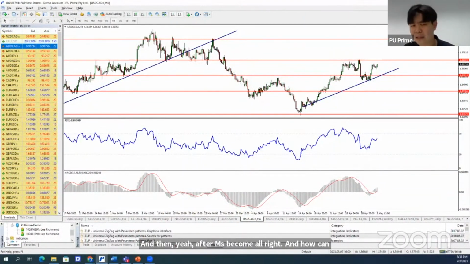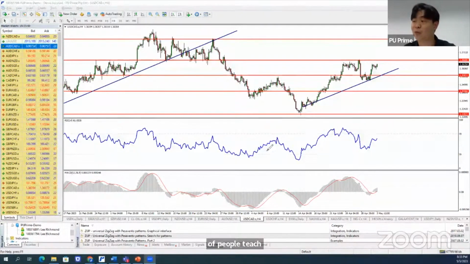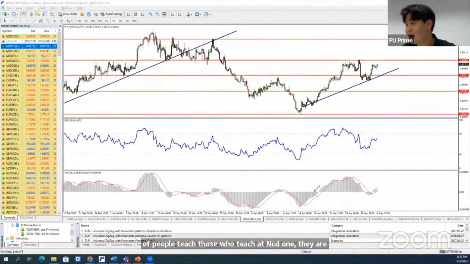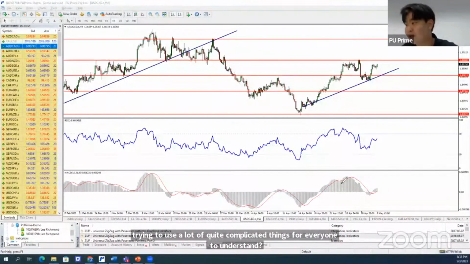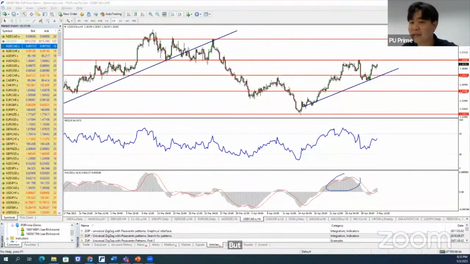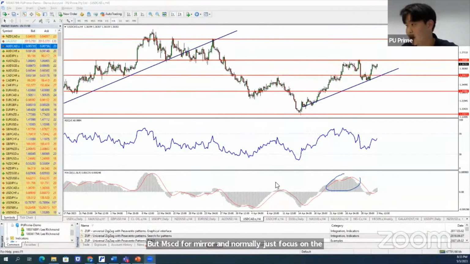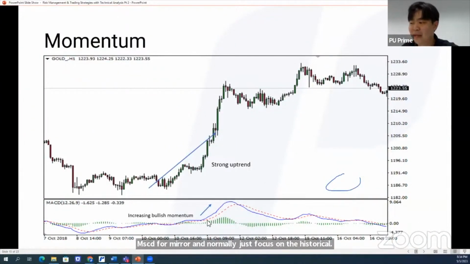You can notice a lot of people who teach MACD try to use quite complicated things for everyone to understand. But MACD for me, I normally just focus on the histogram. Even though there are a lot of different kinds of lines, like here you can see there's a blue line, a red dotted line, and the histogram, normally I might just focus on the histogram.